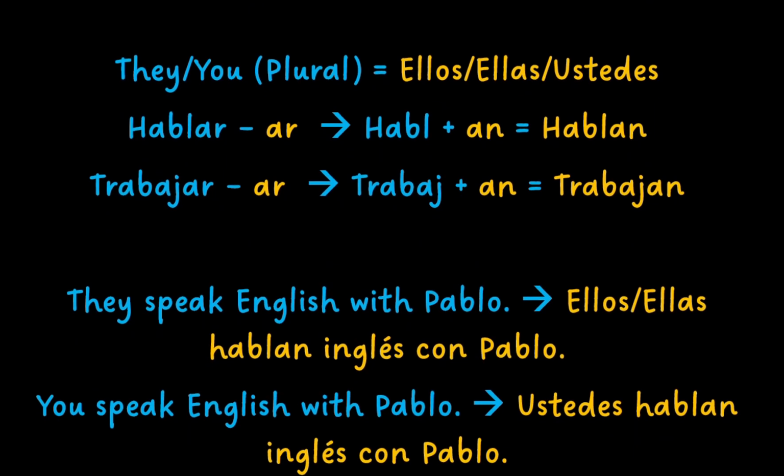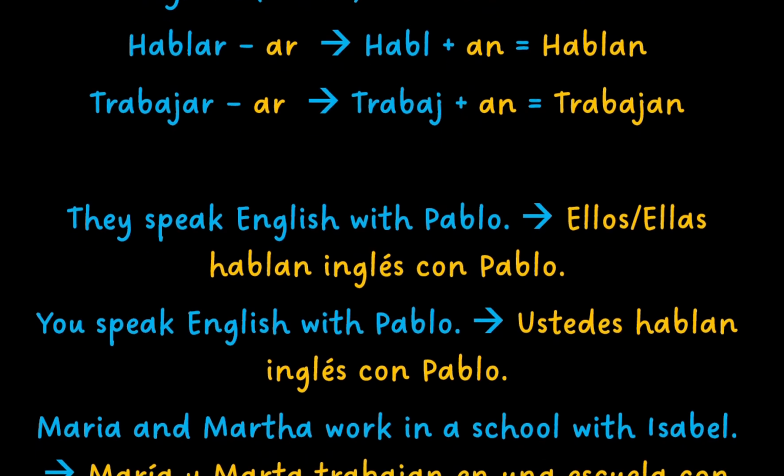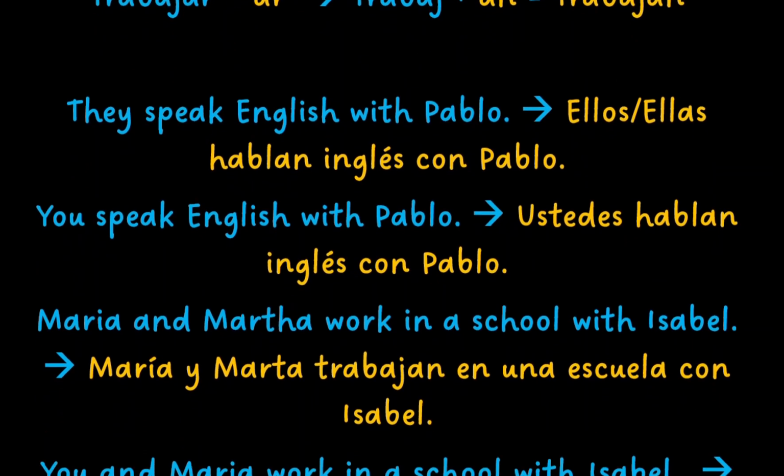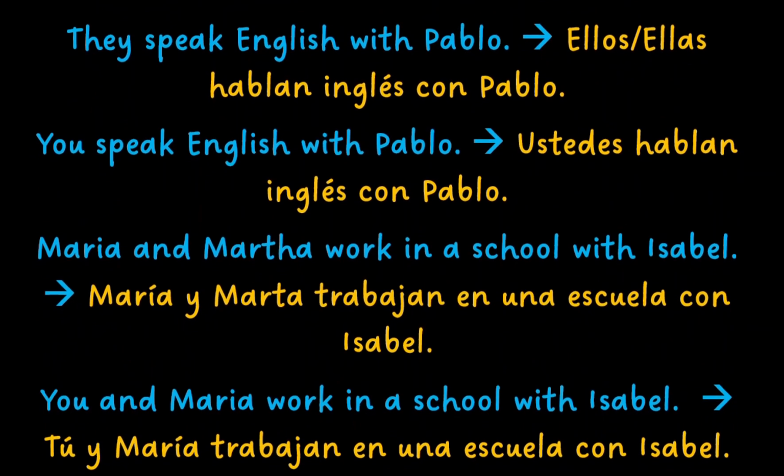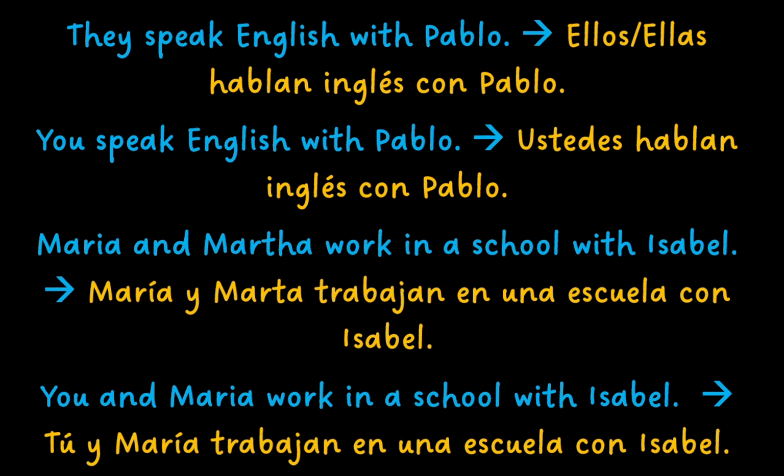They in Spanish is ellos or ellas, and you when talking to multiple people is ustedes. To conjugate this, we drop AR and add AN. So to say they speak or you speak, hablar becomes hablan, and to say they work or you work, trabajar becomes trabajan. Because these are conjugated the same way, I'll include pronouns in some of these sentences, just to clarify who's doing the action.